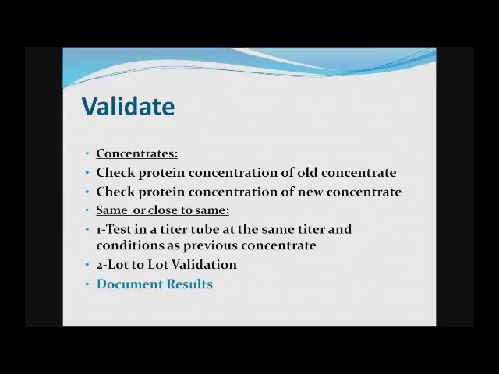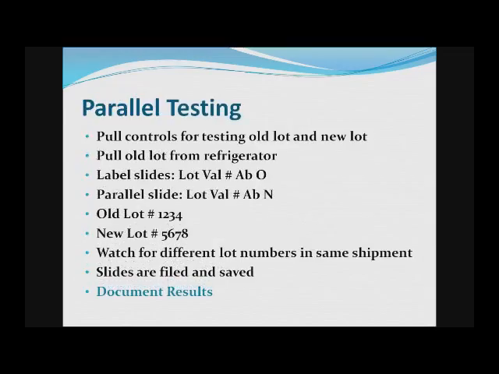That's a whole lot easier than going back and trying to figure out how much to take out of that vial, which is not easy, and how much antibody to add if you have to change this. Now, the parallel testing, we pull the controls that are needed. Say, if you have a CD45, you want 2 control slides, one for the old lot number, one for the new lot number. You pull your old lot that you have from the refrigerator.